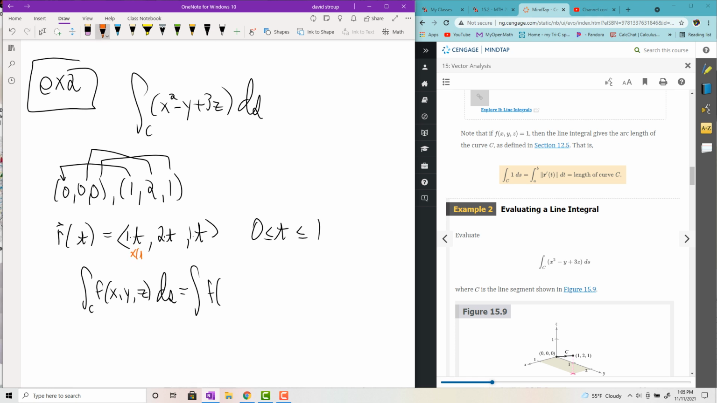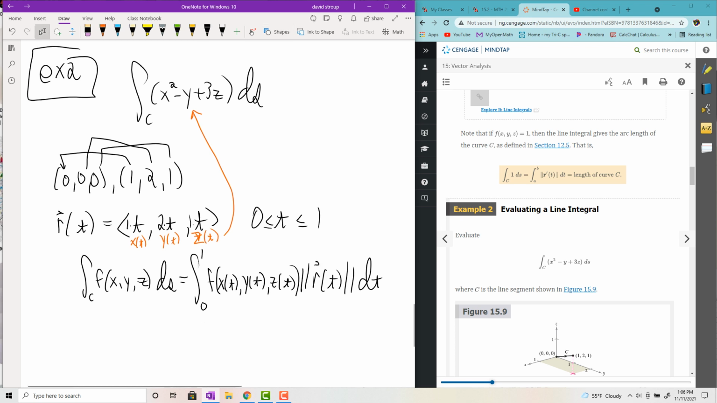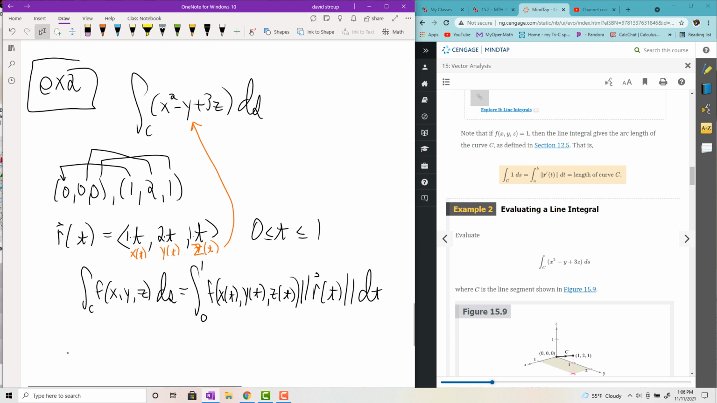So this is x of t, this is y of t, this is z of t, and you're plopping all those into that formula for f of x, y, z. So it'll look like f of x of t, y of t, and then z of t, and then you're tacking on the magnitude of r of t dt. It'll go from 0 to 1 in our case because of the way we set up the parameters. Plugging in x, y, and z into that x squared minus y plus 3z at the top.